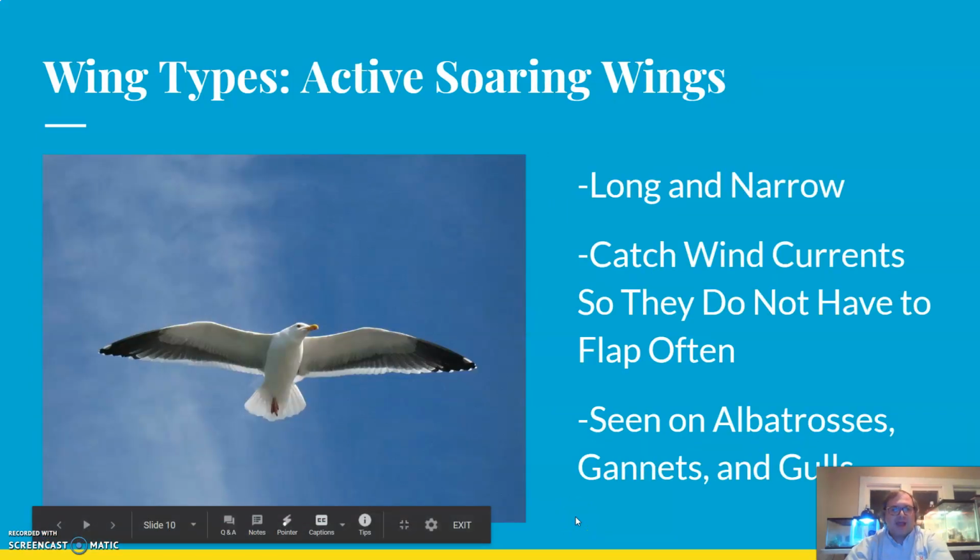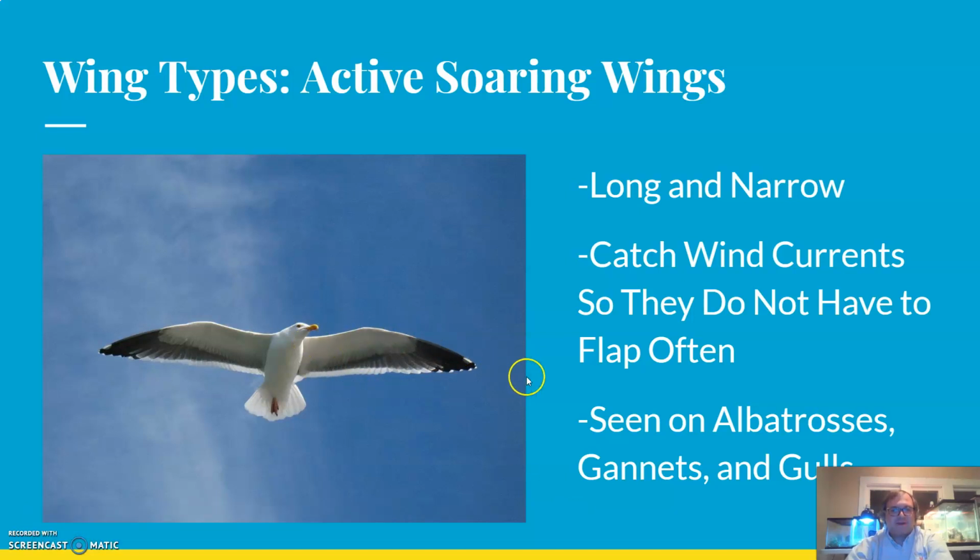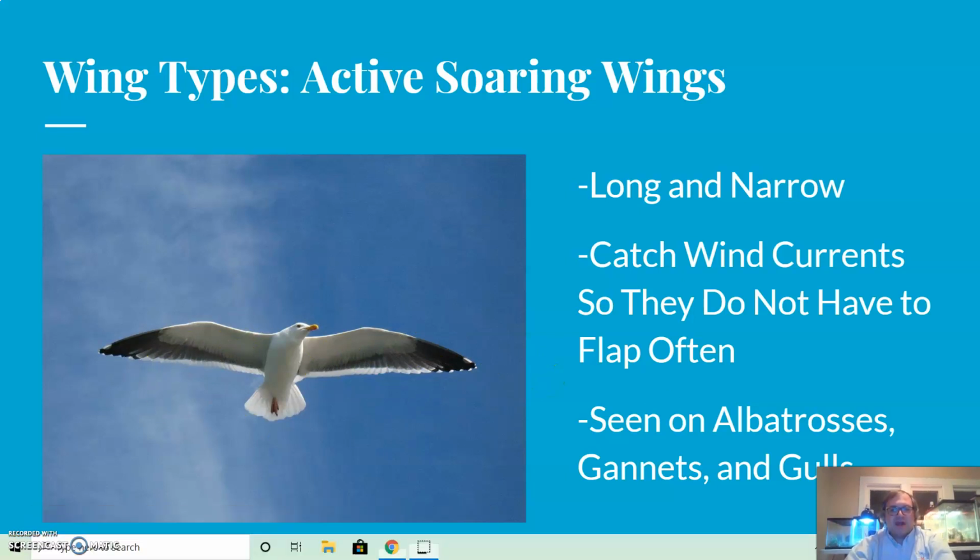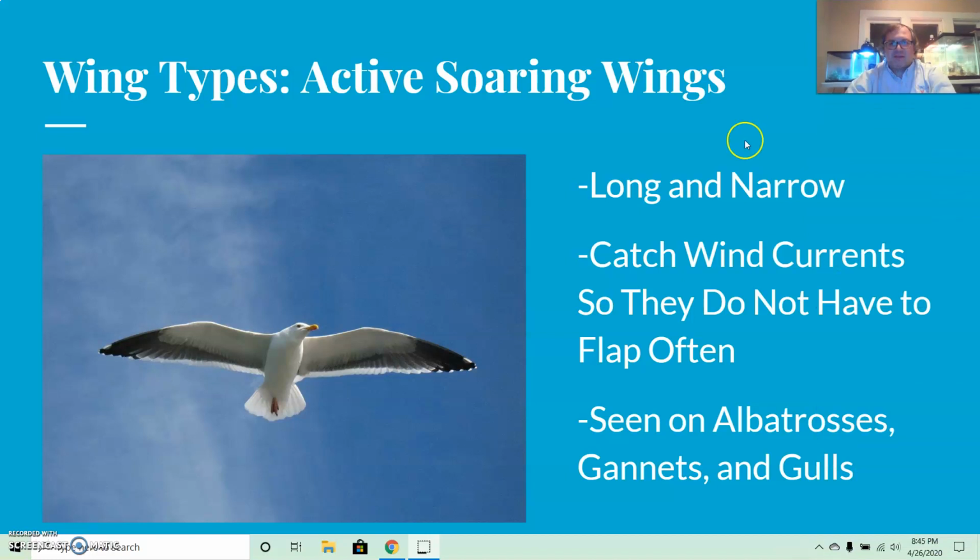Another type of wing are active soaring wings. They're very long and narrow, so you can see here that arrangement. These catch wind currents, so they don't have to flap very often. And let me move my video here so that we can see this a little bit more clearly.